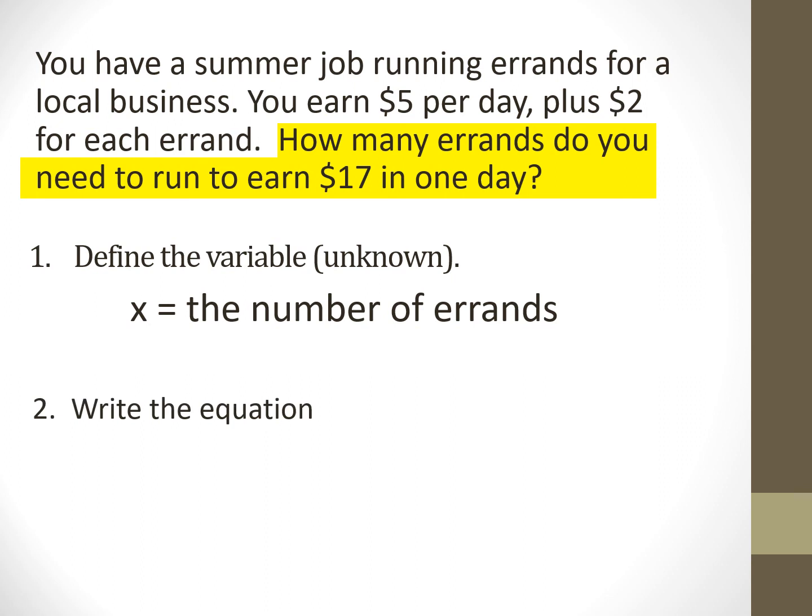Now that I've set my variable, I need to write my equation. So I'm going to go back and read my word problem again. You earn $5 a day. Well, I know I'm going to get $5 no matter what. If I go into work, I'm going to get $5. Plus $2 for every errand. So I'm going to get $2 for every errand, but I don't know how many errands I'm going to run. So that's my variable. So I'm going to put down x. And I want to know how many errands I have to run in order to earn $17 in a day. So I want this expression to equal $17. Now I have my equation.